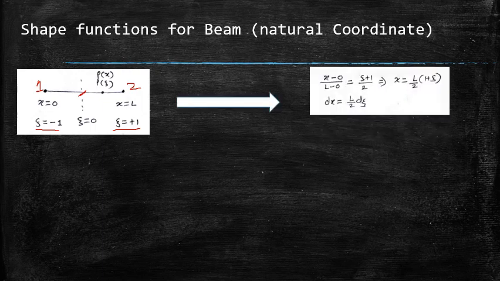As a result, there will be a relation between x and zeta which can be easily found out from this expression. x is equal to LE by 2 into (1 plus zeta). LE is nothing but length of element, so here I have written it as L. So x is equal to L by 2 into (1 plus zeta), and therefore dx is equal to L by 2 into d zeta.